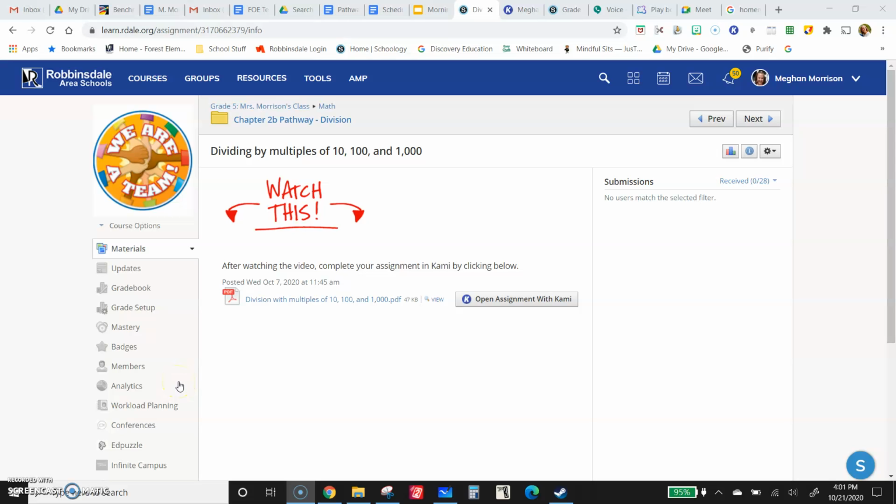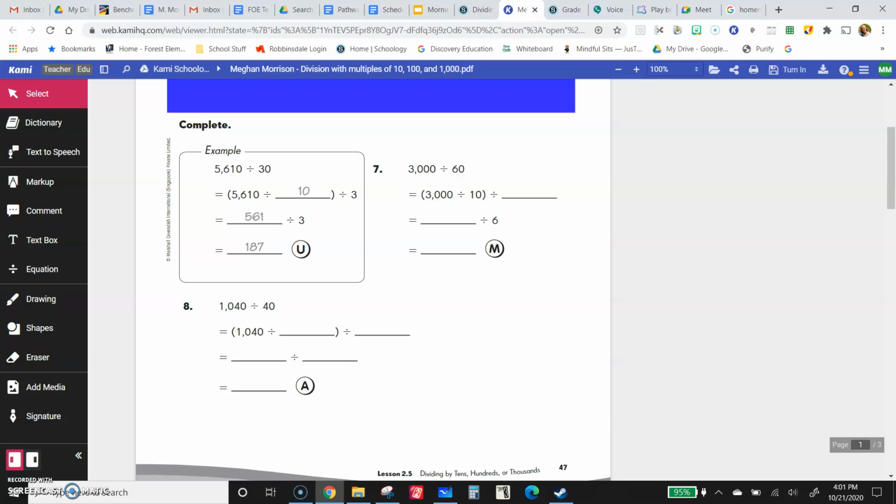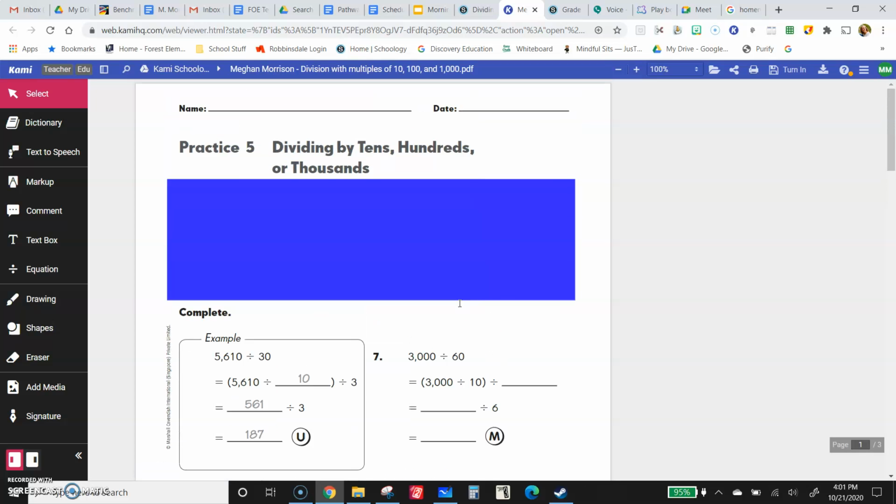All right. So for this lesson, you are going to be dividing by multiples of 10, 100, and 1,000. We've already done dividing by 10, 100, and 1,000. This one is dividing by multiples of those numbers. So I'm actually just going to go ahead and show you what this worksheet looks like because there's a lot of lines and it's a little confusing.